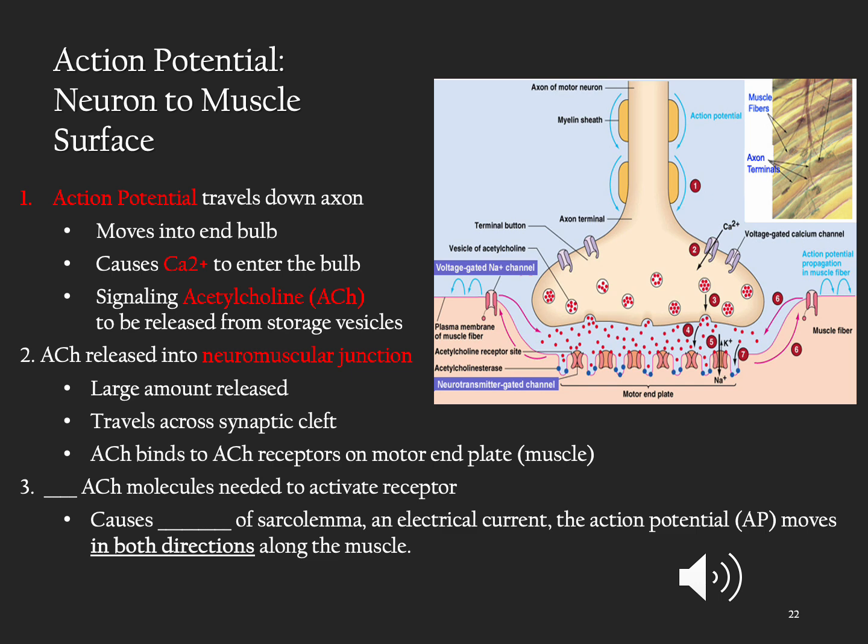So ACh is then released into this neuromuscular junction, this space, travels across the synaptic cleft, and binds to these ACh receptors on that motor end plate, our muscle. Two ACh molecules are needed to activate the receptors. This then causes depolarization of the sarcolemma, an electrical current. The action potential moves in both directions along the muscle to eventually get to the cross-bridge interactions.